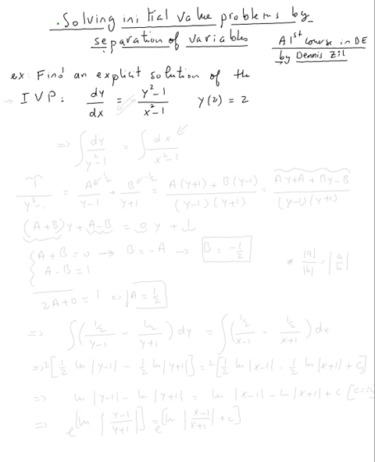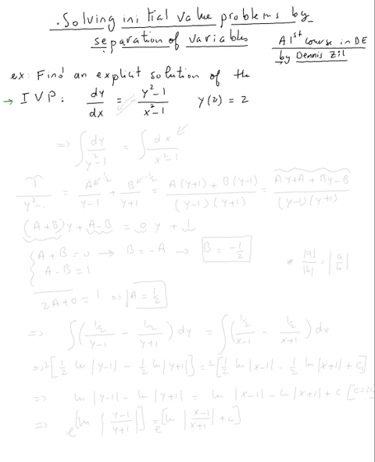The topic is solving initial value problems by separation of variables. Alright, let's do this example. Find an explicit solution of the initial value problem dy/dx = (y squared minus 1) over (x squared minus 1), y(2) = 2. Again, same thing like previous examples.